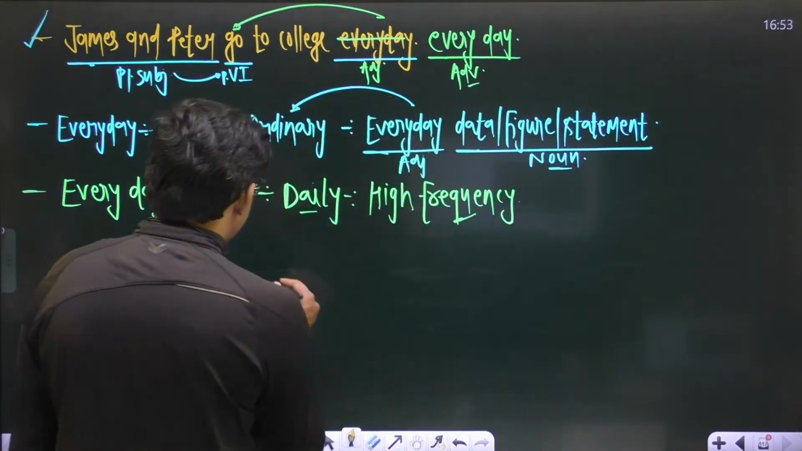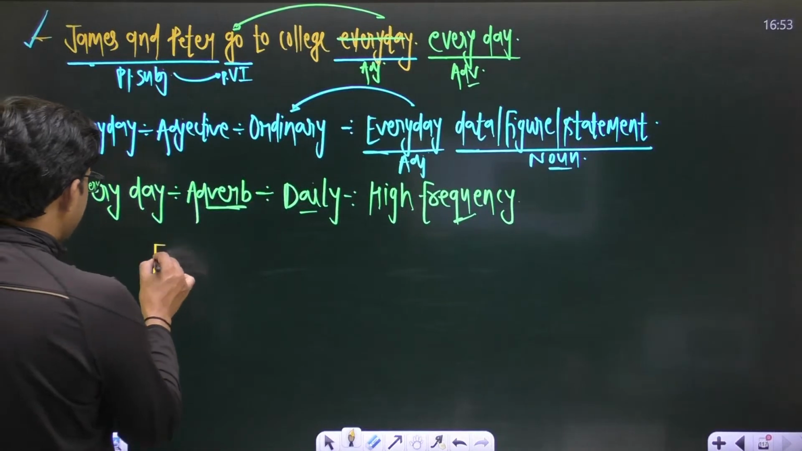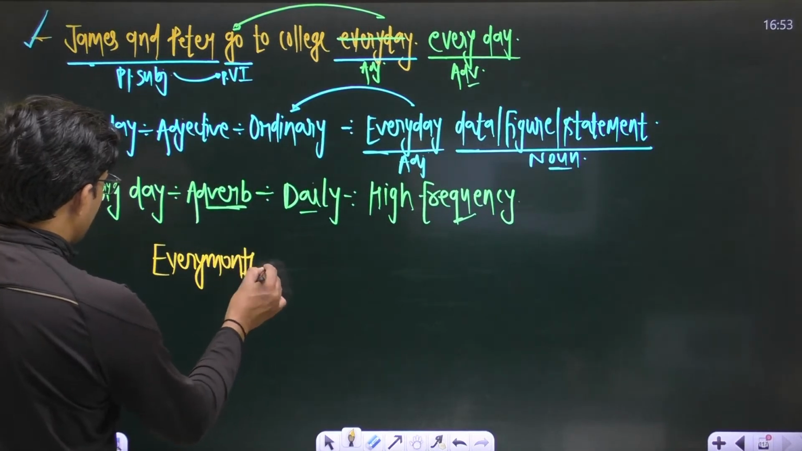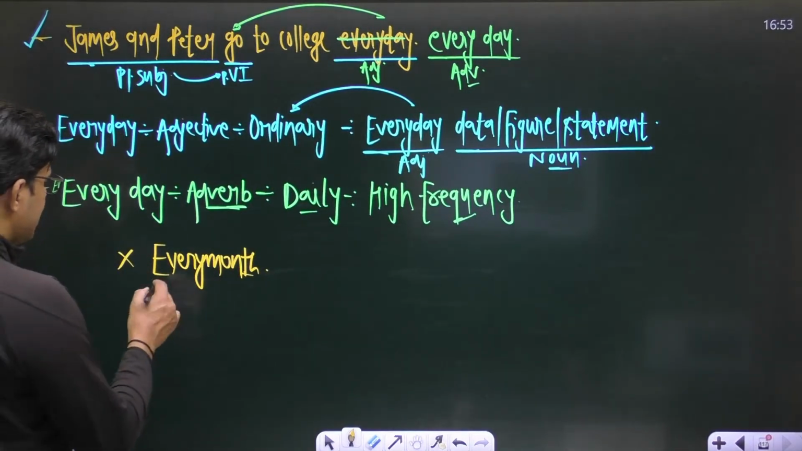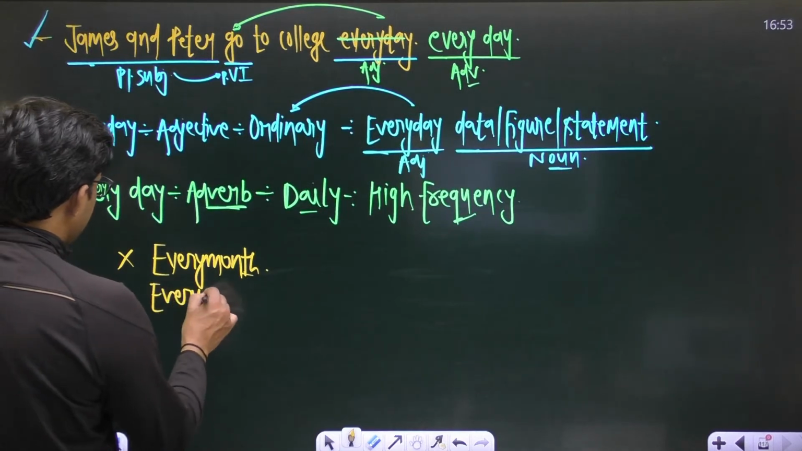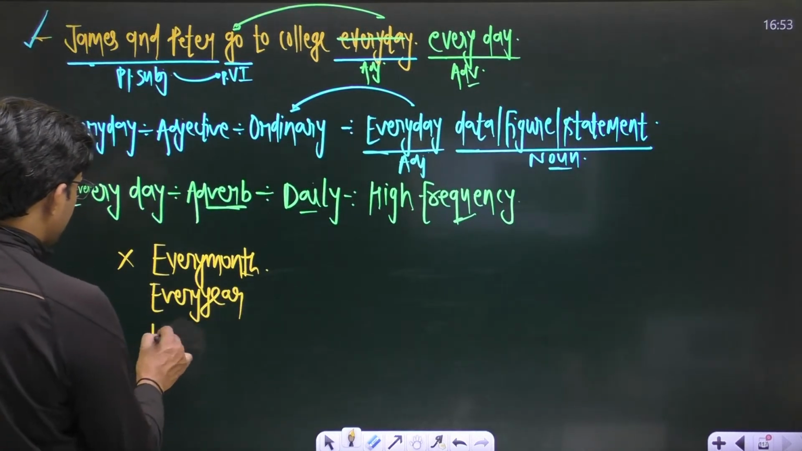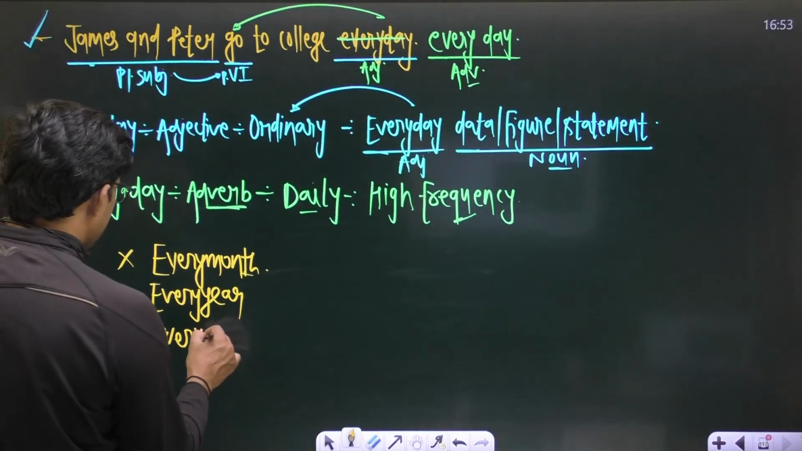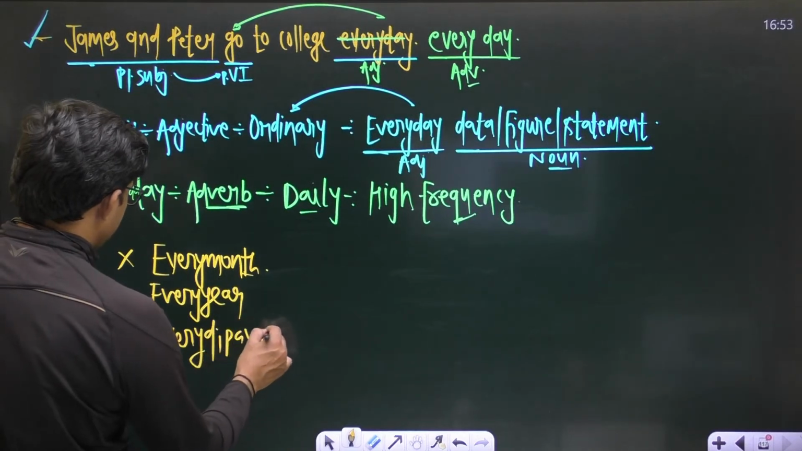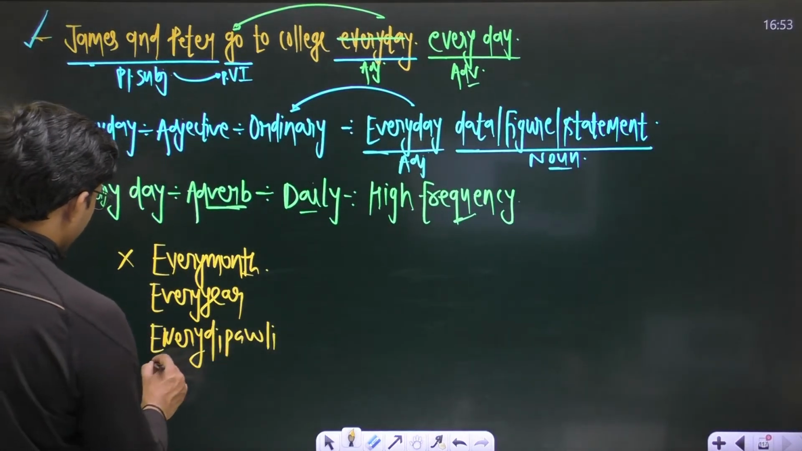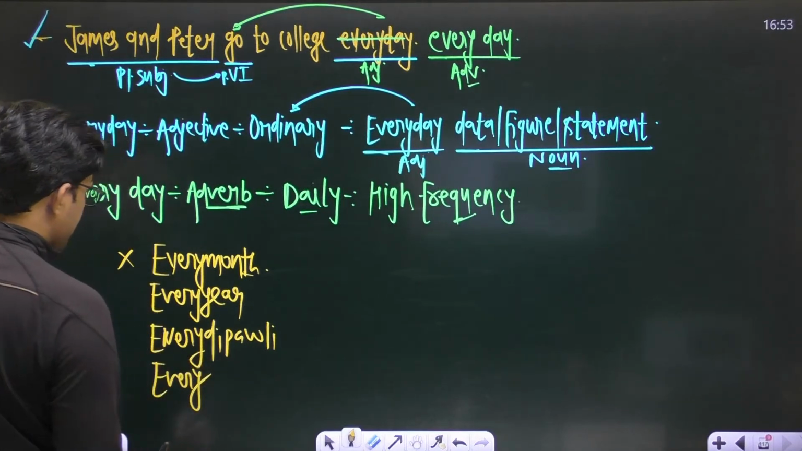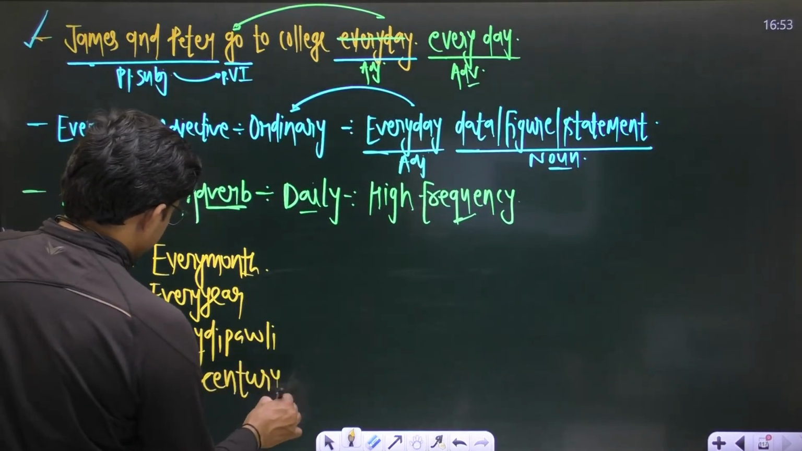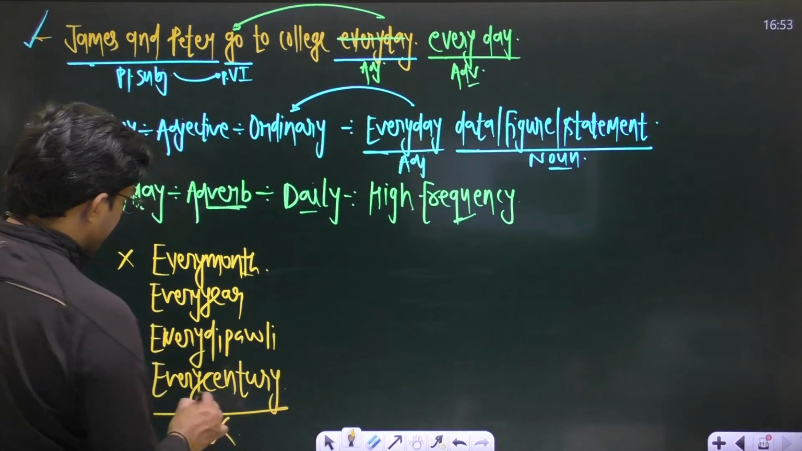We never write like this. We have never seen it like this. Okay, everymonth without any space. We don't write like this. We don't say everyyear. We don't speak like this. Everydipavali, we don't speak like this. Okay, we don't say everycentury. We don't speak or write like this. All these statements are wrong.